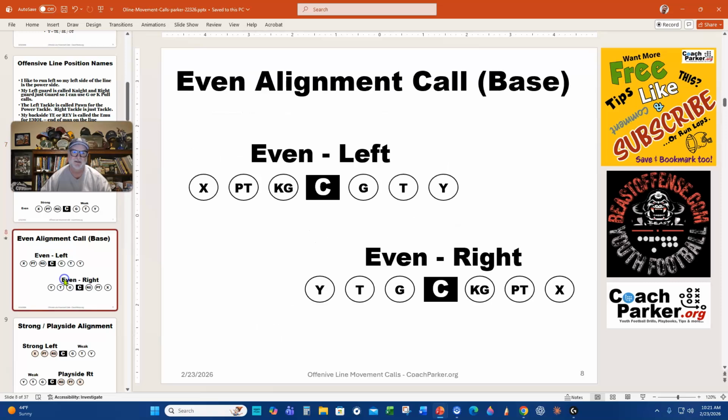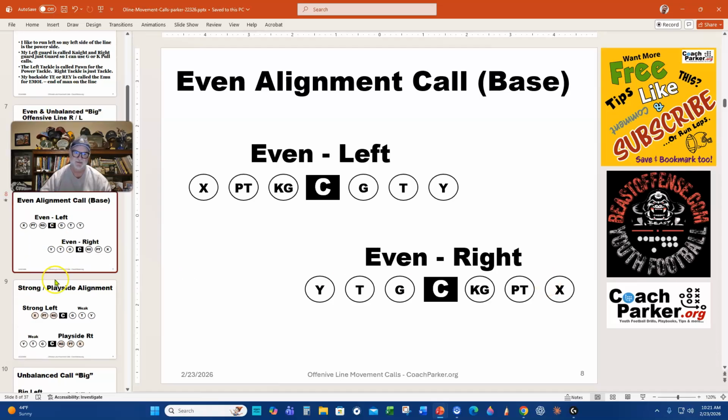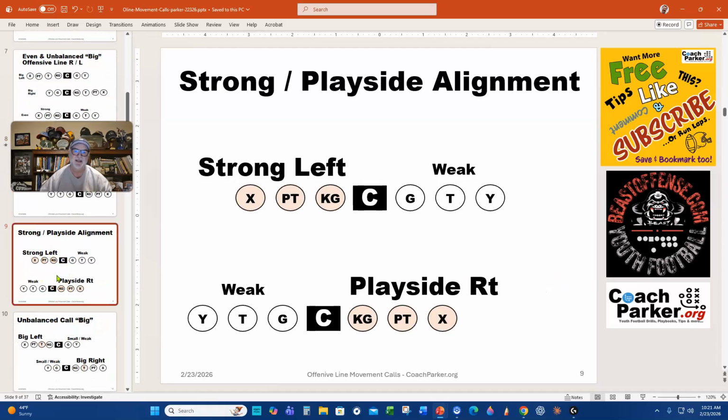And let's go into what I call the even alignment. Since I run left, my base is set up into an even left with that strong side. If you like to run right, your base even can be right, which is set up there. The night guard, the power tackle, and the X, those are my big blockers in those positions. So here it would be here.